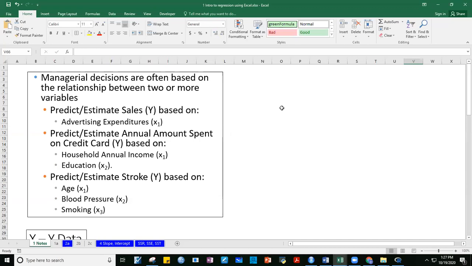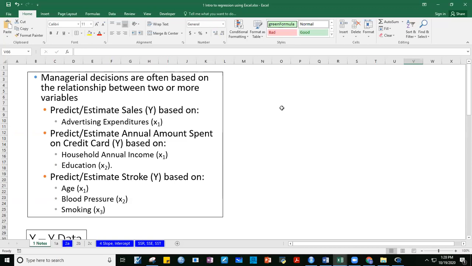When one goes down, the other goes down. Okay, so that's what we mean by positive relationship. On the other hand, a negative relationship means opposite direction. When one of the variables goes up, the other variable goes down. Okay? Got this, guys? Okay, is that clear?